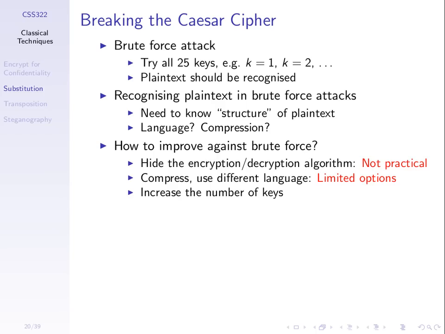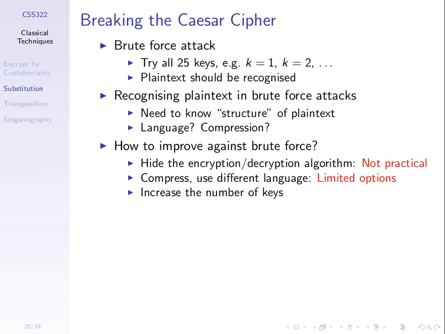So the only real way to protect against a brute force attack is increase the number of keys. Okay? 26 is not enough. You can do it manually in tens of minutes. You can do it on a computer almost instantaneously. Increase the number of keys so that a brute force attack, which requires trying all keys, would take too long.